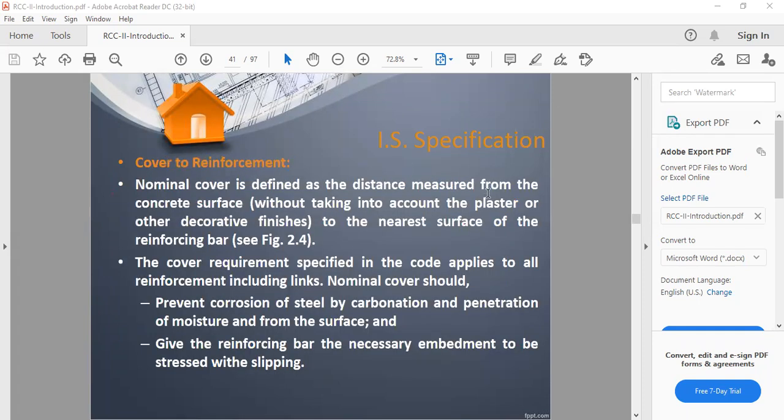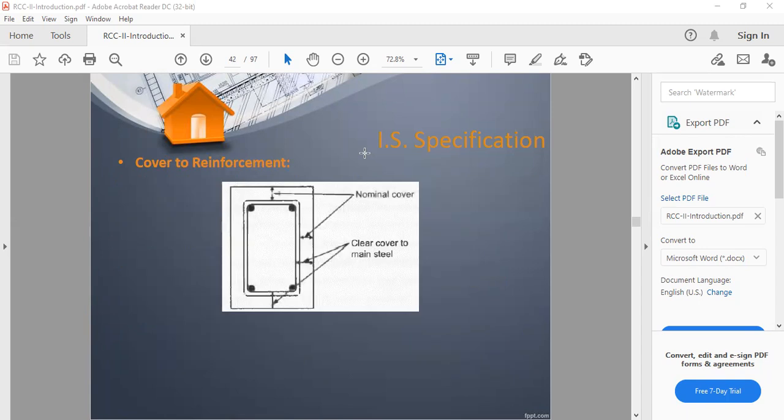We'll see the next. Then what are the different nominal covers? The cover to the reinforcement, if you just look at this, is called the nominal cover and this is called the clear cover. Nominal cover is something like this: suppose this is the beam, or say this is the outer layer and this is the reinforcement. So this is nothing but the nominal cover.